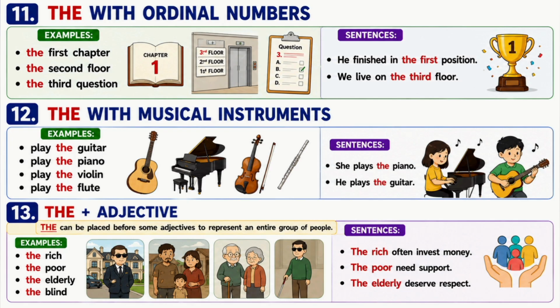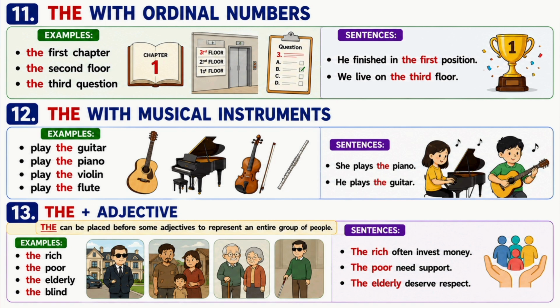Now let's learn the with ordinal numbers. We use the before ordinal numbers. Examples: the first chapter, the second floor, the third question. Sentences: He finished in the first position. We live on the third floor. Whenever you use words like first, second, third, fourth, or fifth, use the before them.